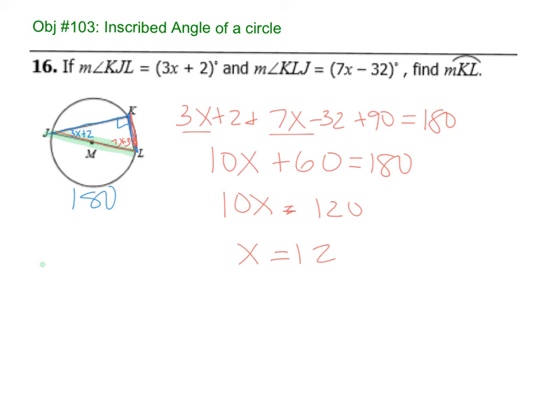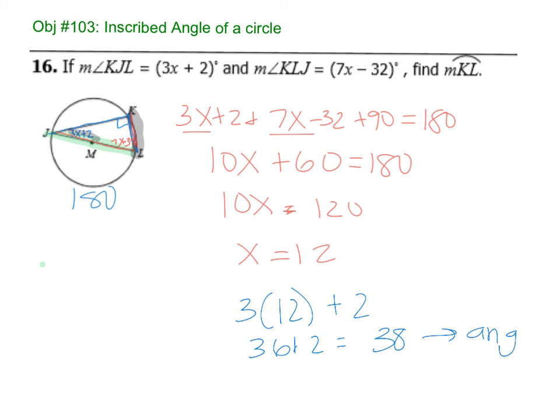Now it wants me to figure out KL. KL is this arc right here. I'm going to make it gray. This arc right here is KL. So the angle across from it is the 3x plus 2. So we're going to plug into 3x plus 2. 3 times 12 plus 2, 36 plus 2 is 38. This is an angle, which means the arc is double, so 76. And that is our answer.